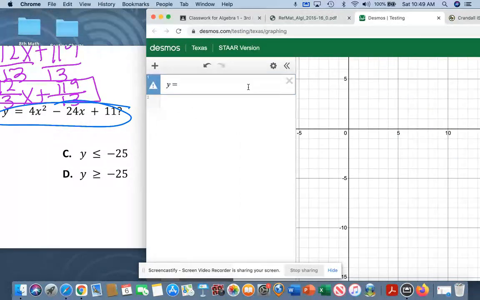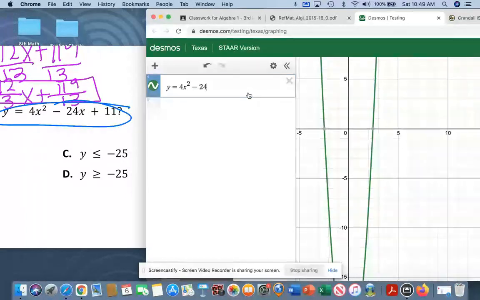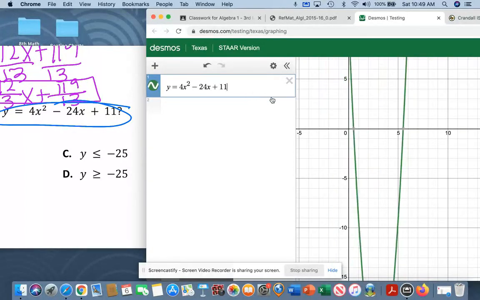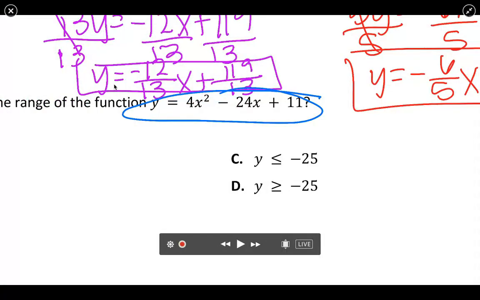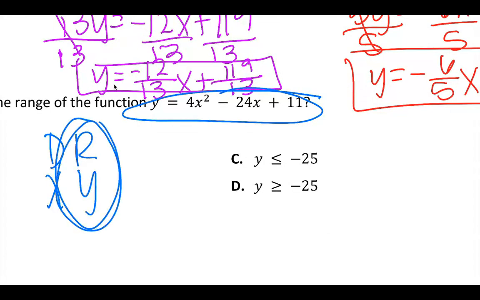Y equals 4x squared, we have a parabola, minus 24x plus 11. And it's asking about the range, so remember, the range is about the y, and that's going from bottom to top.